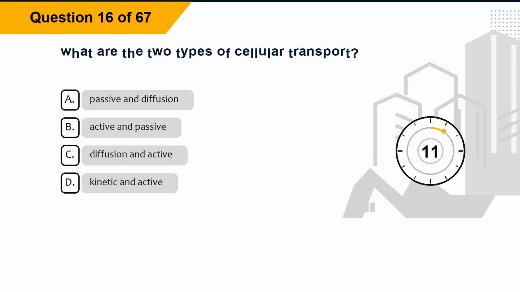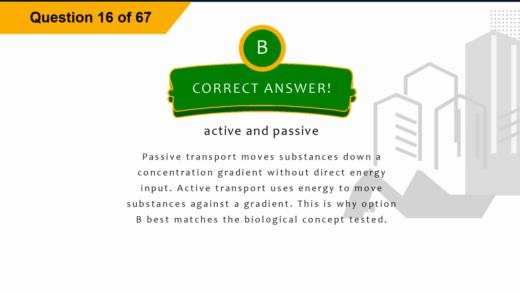Question 16. What are the two types of cellular transport? Option A, passive and diffusion. Option B, active and passive. Option C, diffusion and active. Option D, kinetic and active. The correct answer is option B, active and passive.